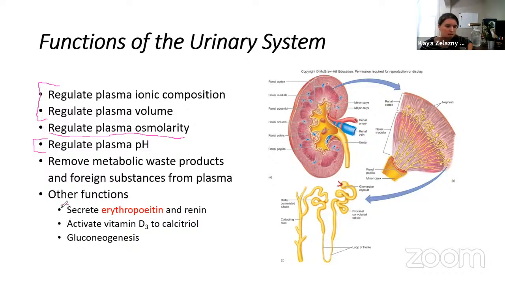And we talked a bit about these on Friday as well, right? We're secreting some hormones like erythropoietin, which is controlling the development of our red blood cells, and renin, which we're going to talk about later as part of a big system having to do with water balance. We're activating vitamin D3 to calcitriol. So we're doing a little sort of calcium regulation here. And we can help the liver do gluconeogenesis, right? So making new glucose from other components of our blood, other nutrients we have, to continue with metabolism, even if we're not eating a ton of sugar, right?